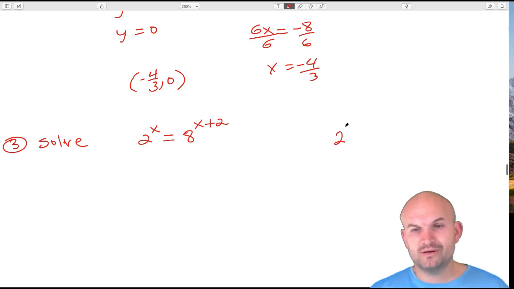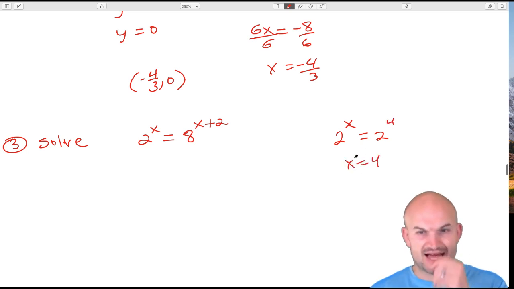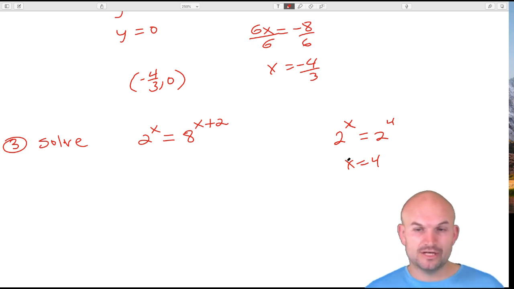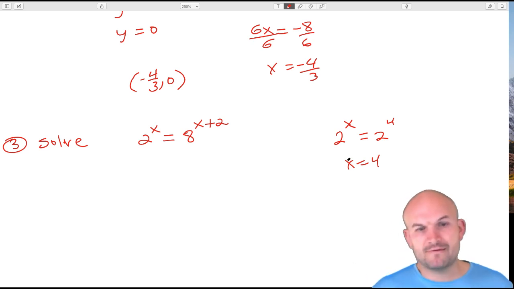The one-to-one property is pretty obvious. If I say 2 to the x is equal to 2 to the 4th, it makes sense that x has to equal 4, right? When we have exponents with the same bases, we know the exponents are going to be equal to each other. The problem here is these aren't the same bases, but I can rewrite 8 as 2 to the 3rd power.